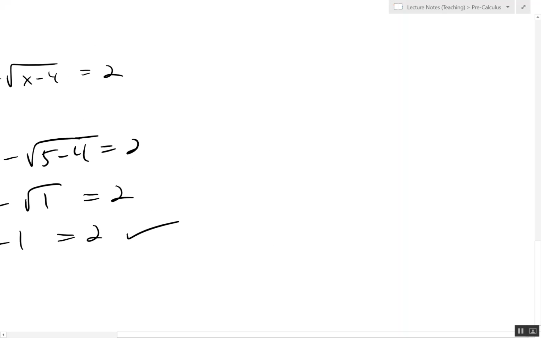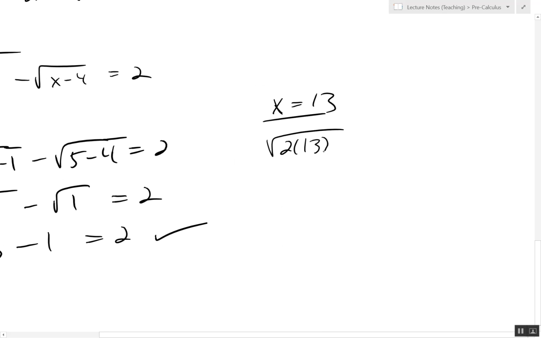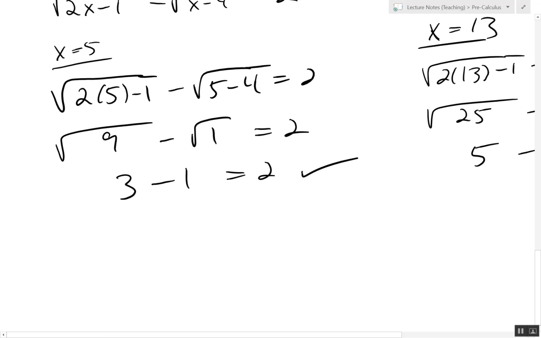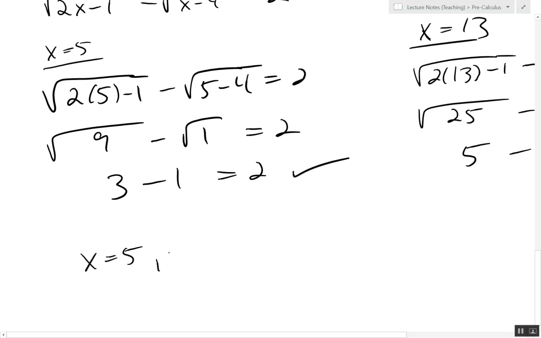So let's look at x equals 13. So we'll have the square root of 2 times 13 minus 1, minus the square root of 13 minus 4, and that should equal 2. And so we'll have the square root of 26 minus 1 is 25, minus the square root of 9 equals 2, and that's 5 minus 3, and that definitely equals 2. So our solutions are x equals 5 and 13.